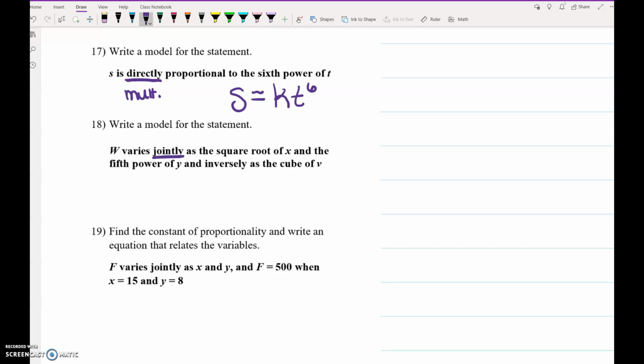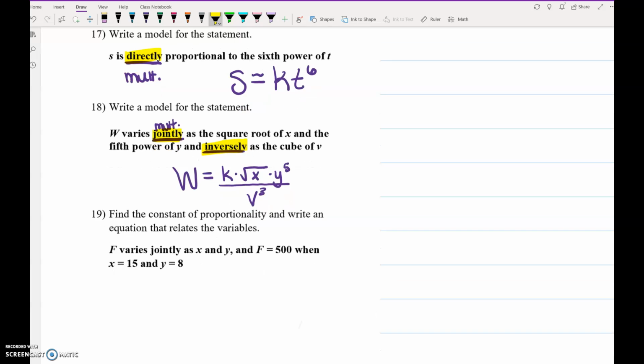W varies jointly. Jointly is kind of the same as directly. It just means you're going to be multiplying with multiple things. So W varies jointly, so k times the square root of x and the 5th power of y. Inversely means divide, so divide that whole thing by the cube of v. If you know that directly means multiply, jointly means multiplication with a couple of things, and inversely means divide, you should be fine. You should be able to translate these just fine.